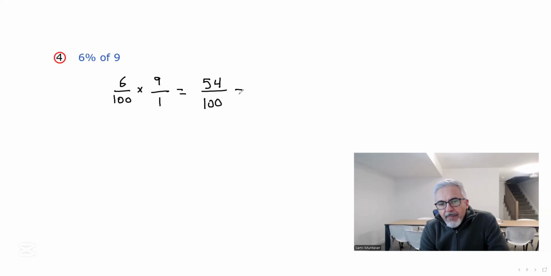And we know when we divide by 100, it's like we're having 54 with the decimal being right here, the invisible decimal. And we just move it 2 to the left. So that's going to give us 0.54. So 6% of 9 is 0.54. We go to the next question, number 5.